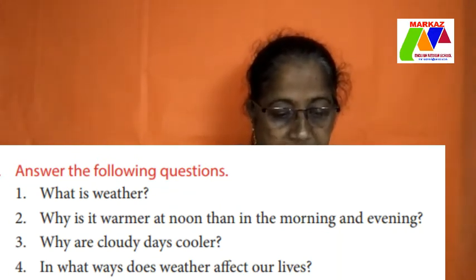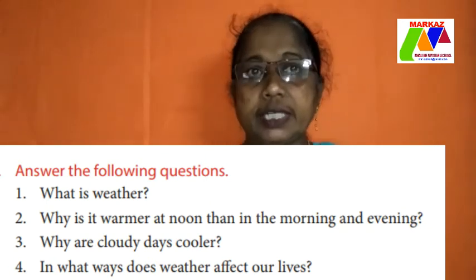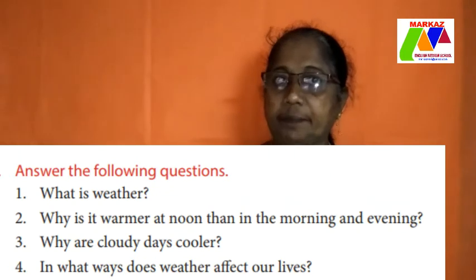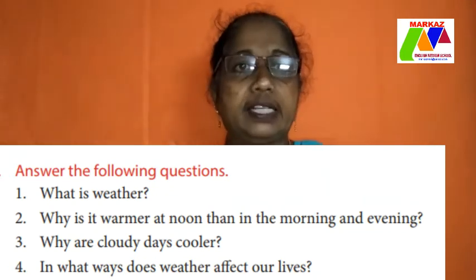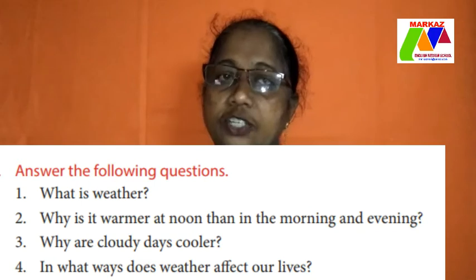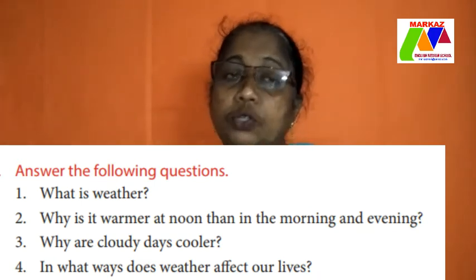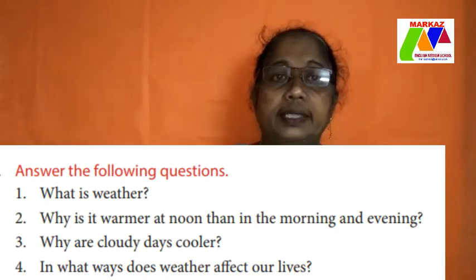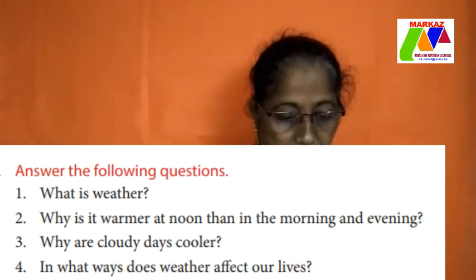3. Why are cloudy days cooler? Now in a cloudy day, what happens is the earth does not get the direct rays of the sun. The clouds prevent the direct rays of the sun reaching the earth, and so the temperature remains a bit cool, and that is why a cloudy day is much cooler than a sunny day.